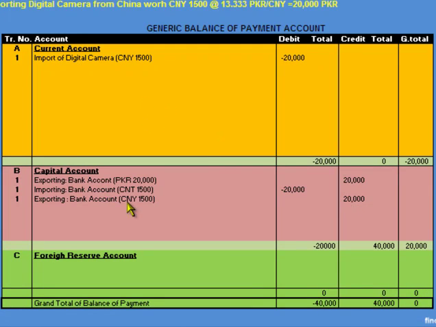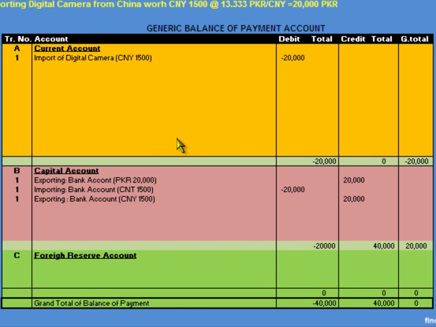Now after recording this transaction, just take a look at balance of different accounts in balance of payment. In current account you will find a deficit of 20,000 rupees because there is an outflow of funds equal to 20,000. So the current account shows a deficit of 20,000, while the capital account has a surplus of 20,000. Now individually the current account has a deficit of 20,000 and capital account has a surplus of 20,000, and there is no transaction in foreign reserve account.